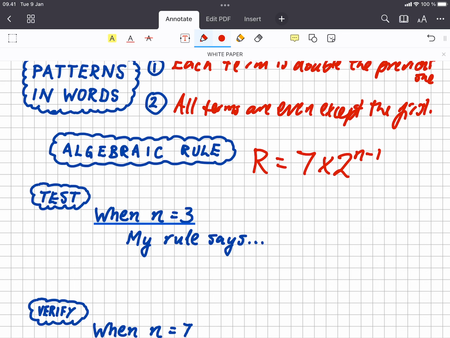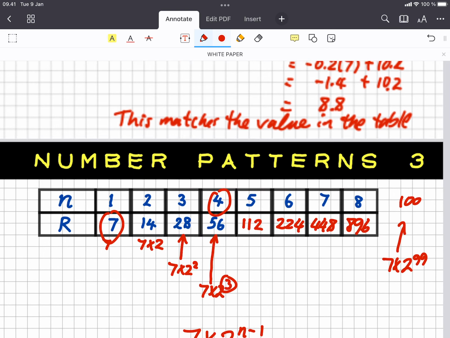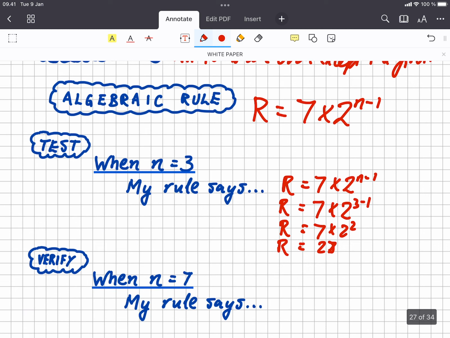So when n equals 3, my rule says that r should be 7 times 2 to the power of n minus 1. So r equals 7 times 2 to the power of 3 minus 1. R equals 7 times 2 squared. R equals 28, which indeed it does, 28 there. So we make the observation, this matches the value in the table, and that should get us the mark for testing.